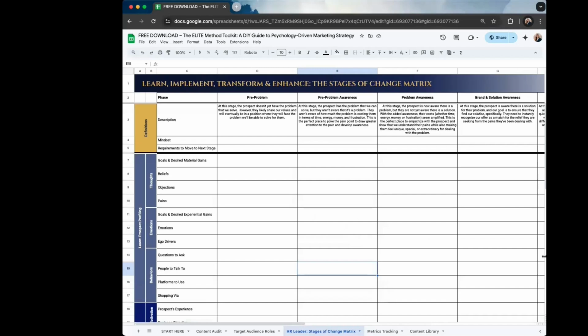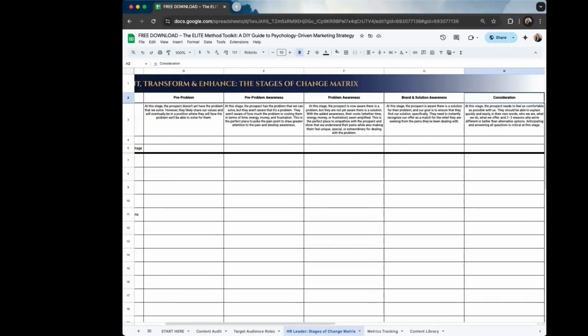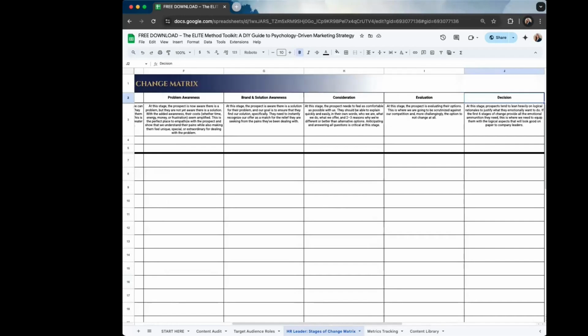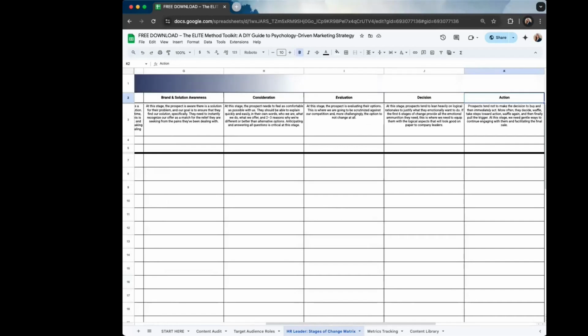We've adapted this model, which helps people change the most ingrained behaviors driven by chemical dependence and deep psychological wounds, to inform a robust marketing strategy that will help your ideal buyers change their behavior from either doing nothing or buying from your competitors to buying from you. Those stages are pre-problem awareness, problem awareness, brand and solution awareness, consideration, evaluation, decision, and action.